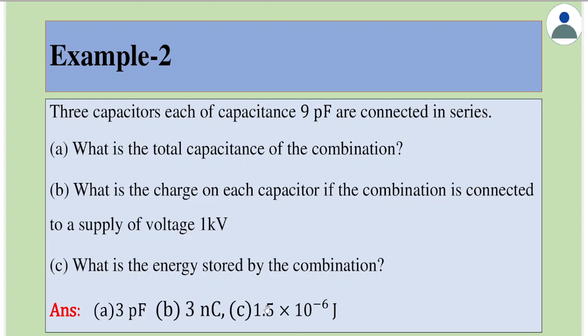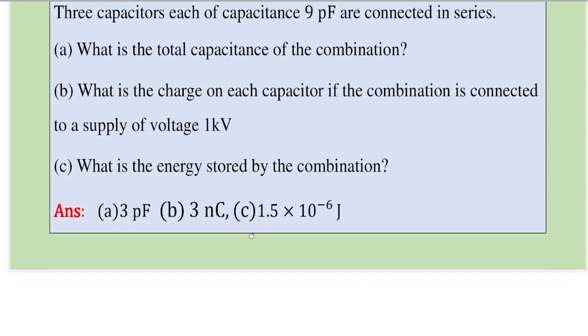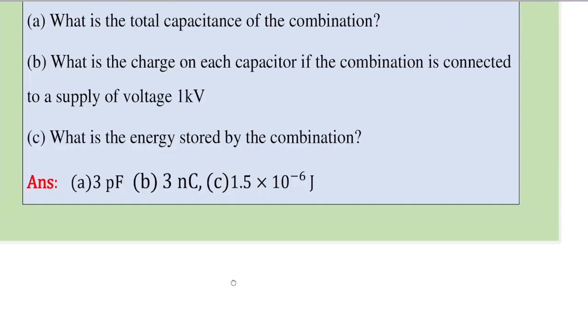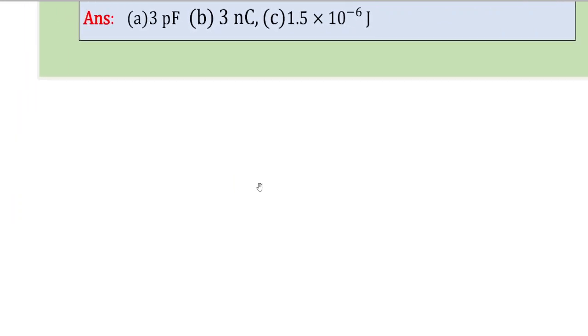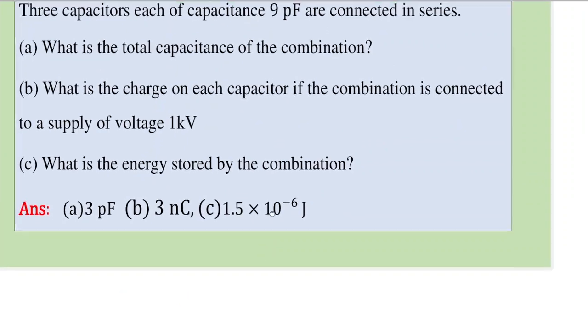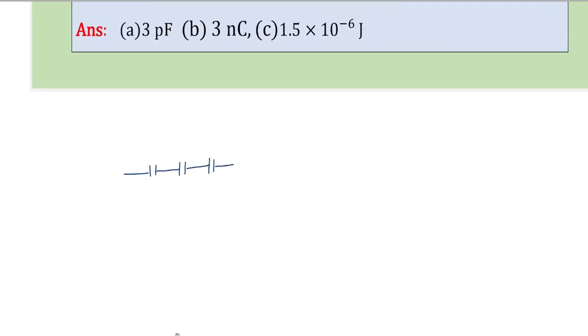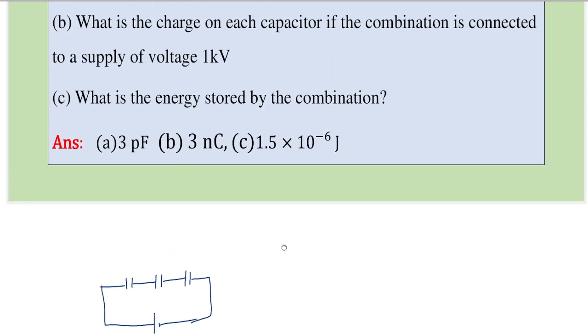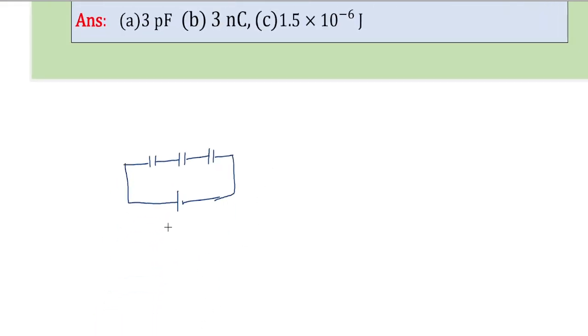So there are 3 capacitors of capacitance 9 picofarad each, which are in series. Let's draw them first. There are 3 capacitors, each of value 9 picofarad. All these capacitors are connected to a battery whose voltage drop is given as 1 kilovolt. So here V is given as 1 kilovolt. Let's call each one C.